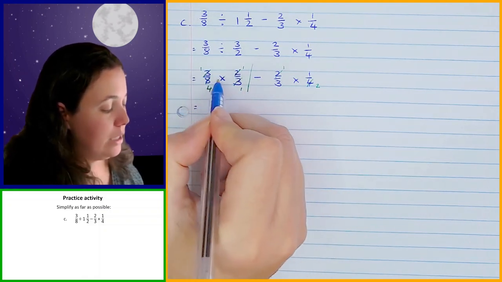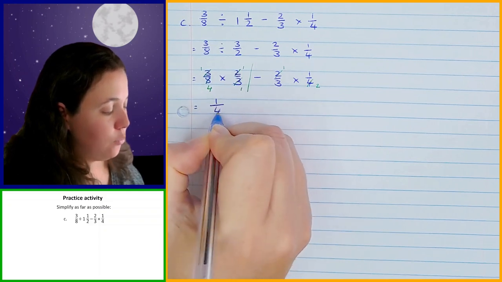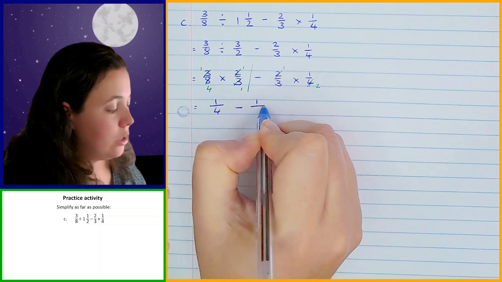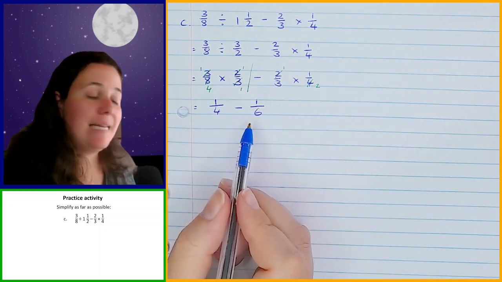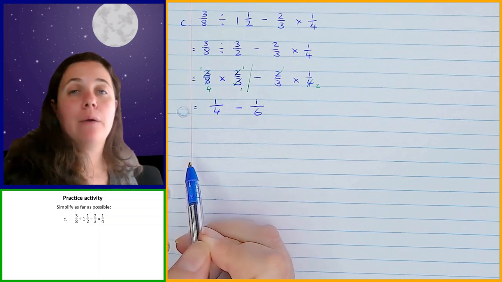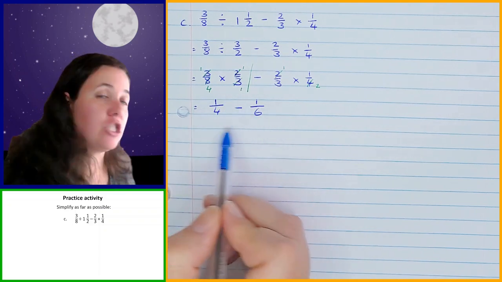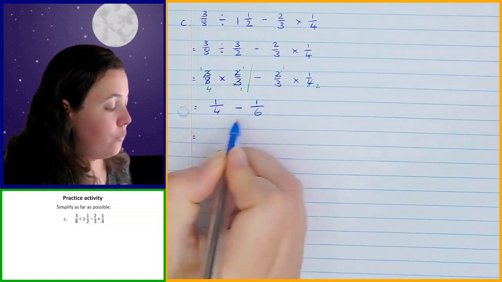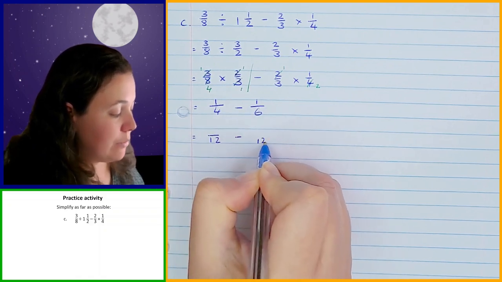Over here I've got 1 times 1 is 1 over 4 times 1 is 4, minus. Then over here I've got 1 times 1 is 1 over 3 times 2 is 6. Once I've got that, I now do my next step in BEDMAS, which is addition and subtraction. Remember with fractions, we have to find the LCD. So the LCD for 4 and 6 is 12. So this is going to be something over 12 minus something over 12.